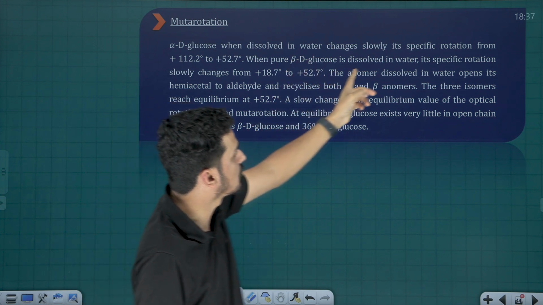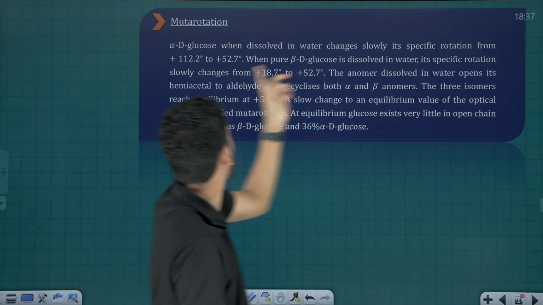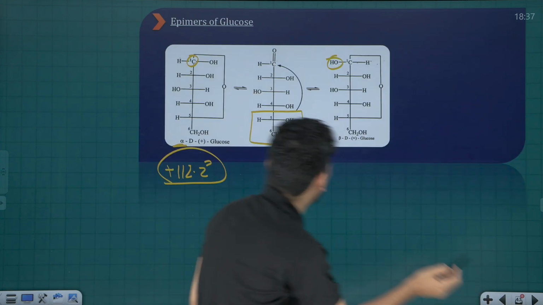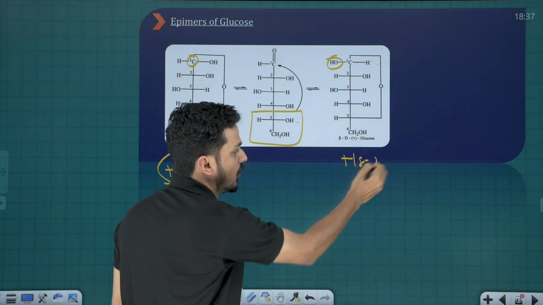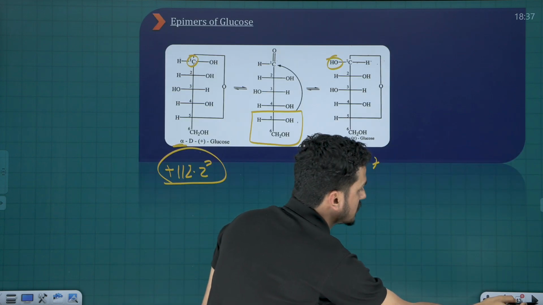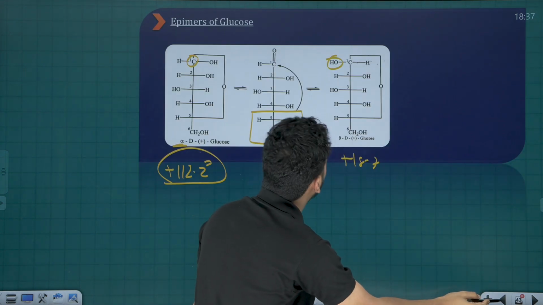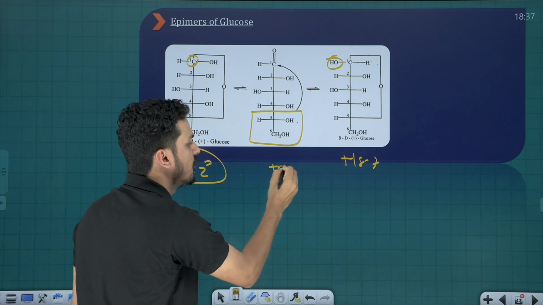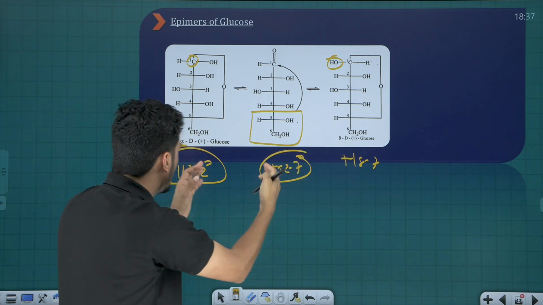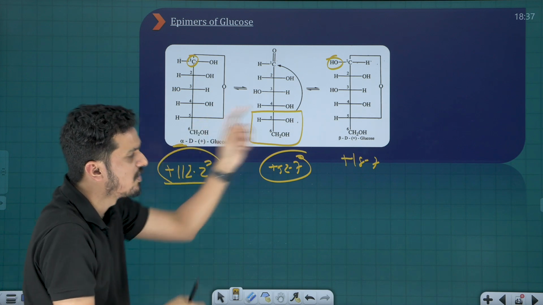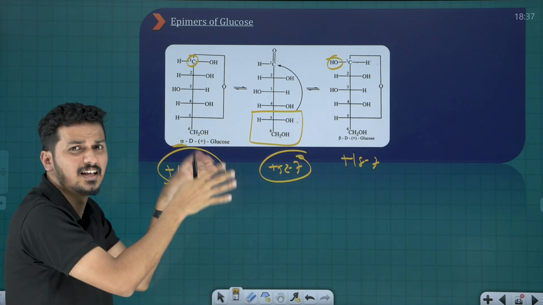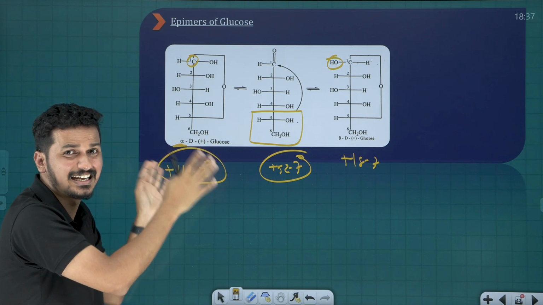When pure beta-D-glucose is dissolved in water, its specific rotation changes from plus 18.7 to 52.7 as well. In NCERT they gave 52.5, no problem, 52.7 degrees. So whether it is alpha-D-glucose or beta-D-glucose, whenever you put it in water, even though the cyclic structure is already there, the value changes.